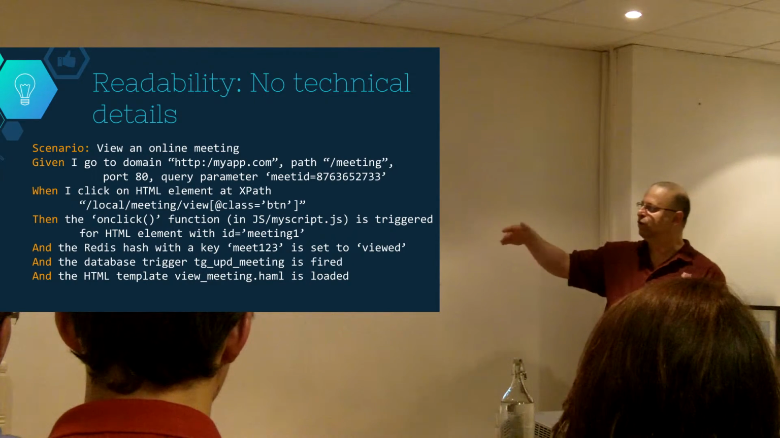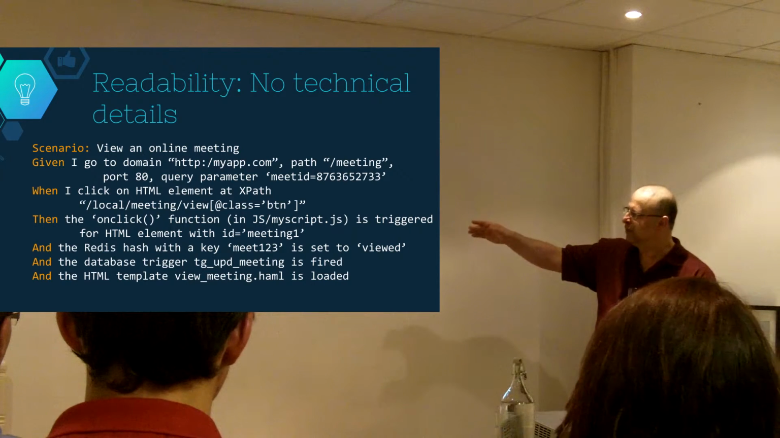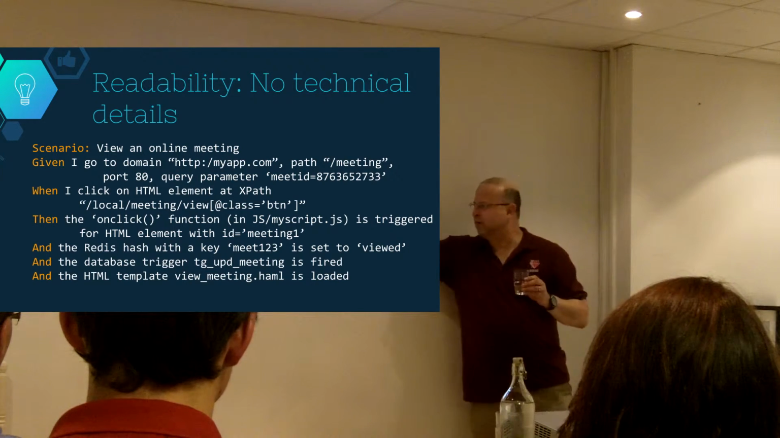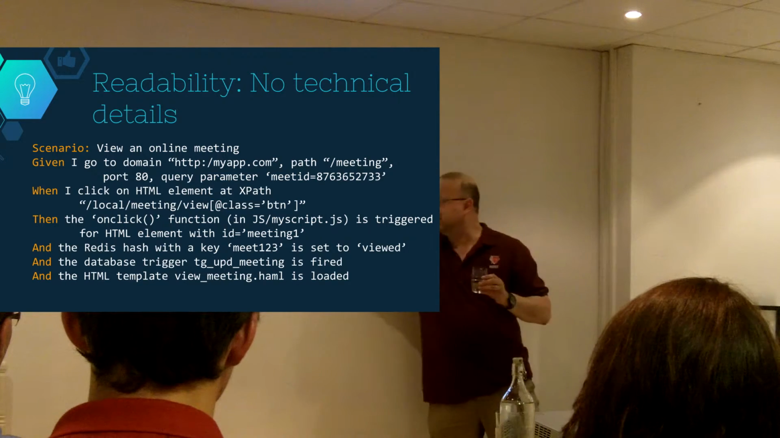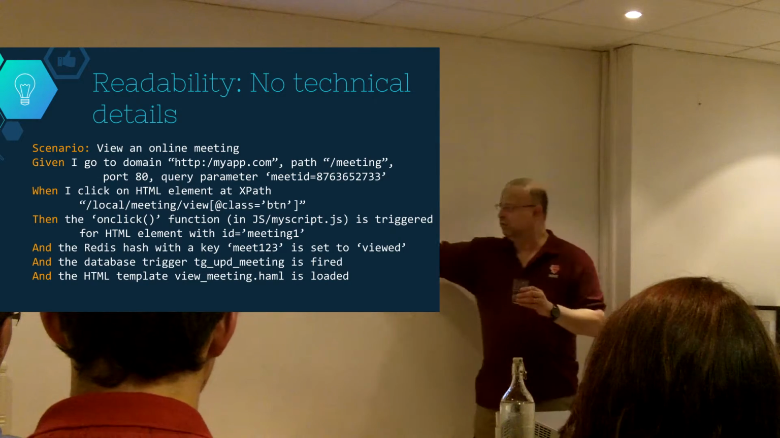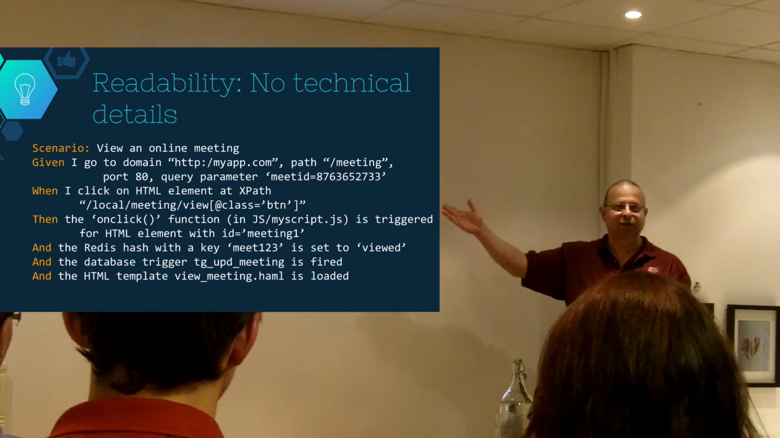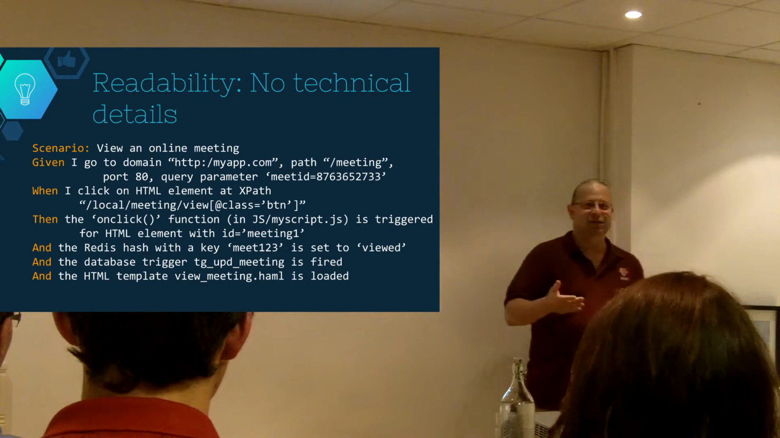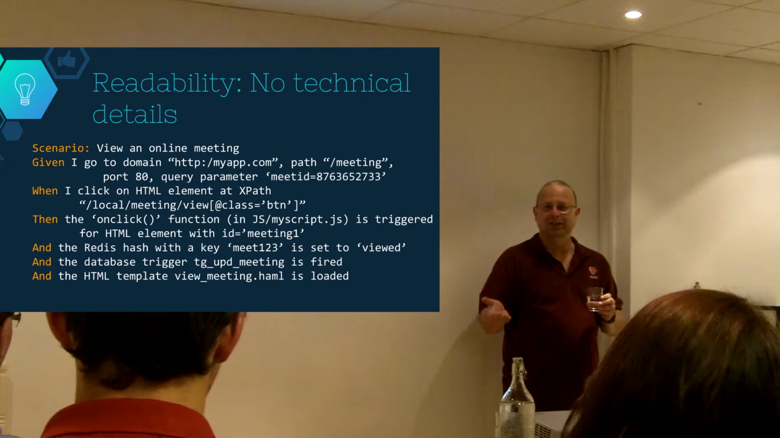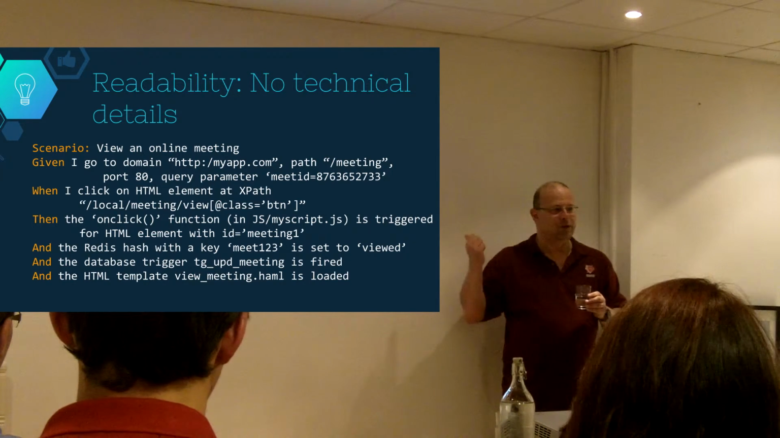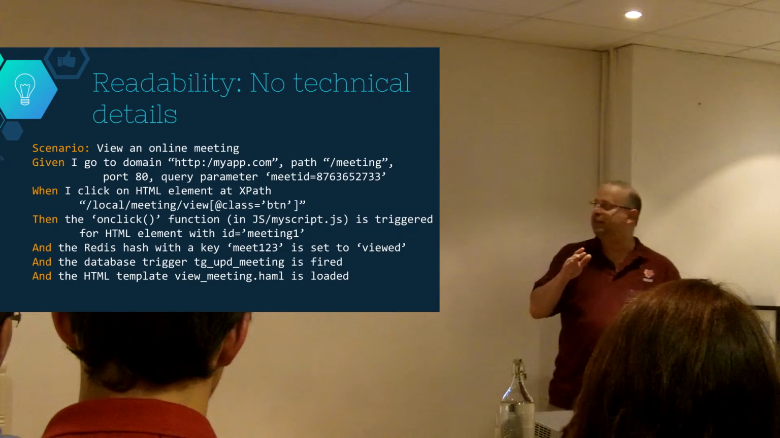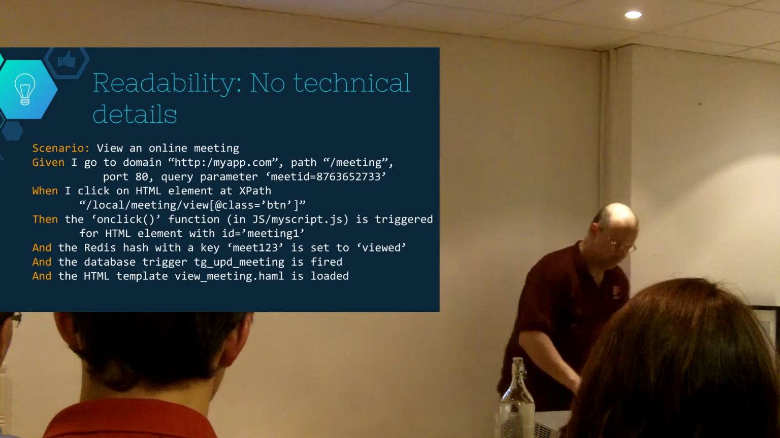It involves clicking some URLs, got some JavaScript in it, it's got a next path in here, a JavaScript function, an event, a Redis database. I mean, looking at this, I don't know what's going on, and I wrote the bloody thing in the first place. So what chance has your colleague, or your product owner, or your business analyst to understand what's going on? None. So leave the technical stuff out of your features.